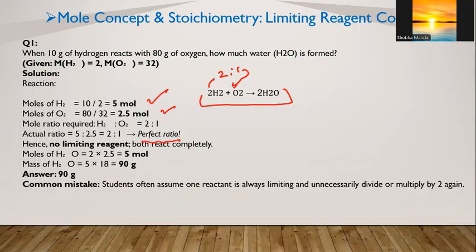A common mistake often made by students is that they assume that one reactant is always limiting, and they unnecessarily divide or multiply by 2 again. So next time when you come across such a perfect ratio between the reactants, just make sure that you are not unnecessarily multiplying or dividing by the coefficient.